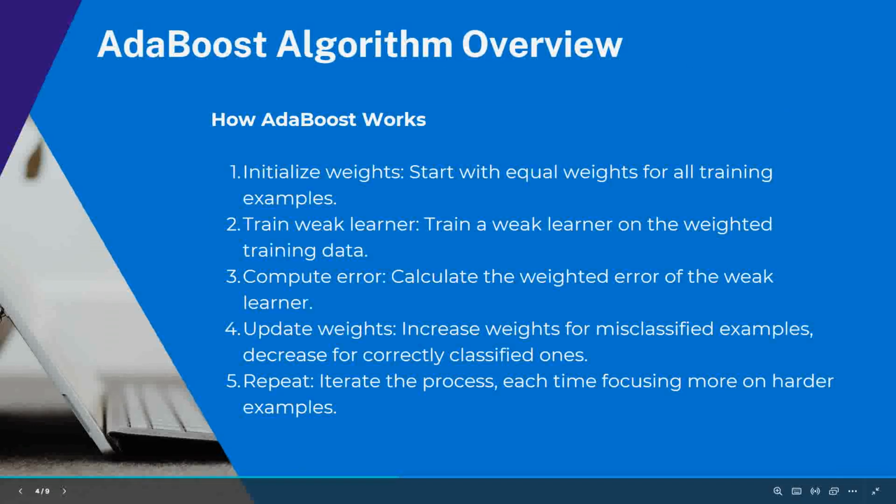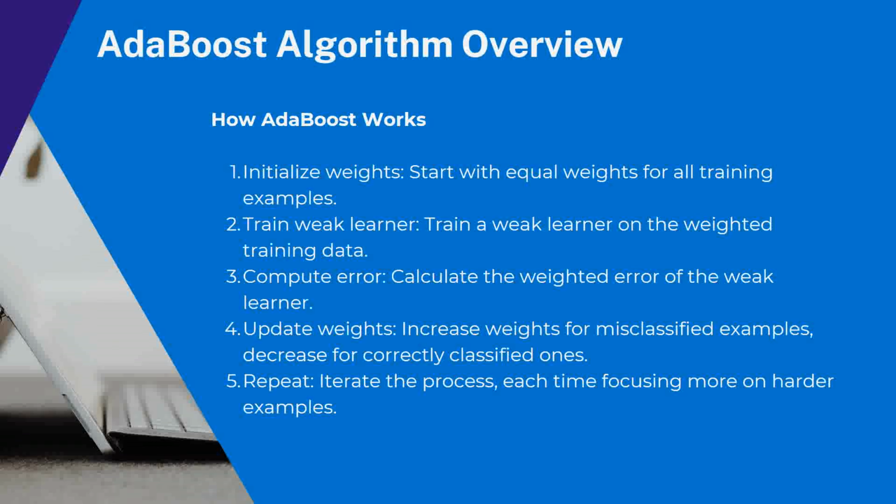Let's understand the AdaBoost algorithm overview. There is a set of steps which we need to follow to get a robust model. Initialize the weights for the training: start with equal weights for the training examples. Then train a weak learner on the weighted training data and compute the error of the weak learner. Update the weights, increasing them for misclassified examples and decreasing them for correctly classified ones.